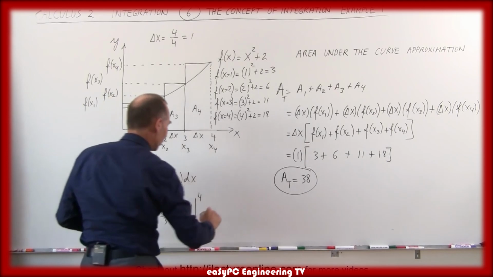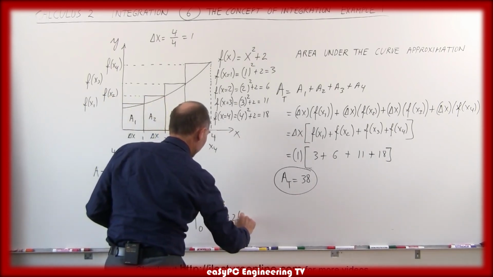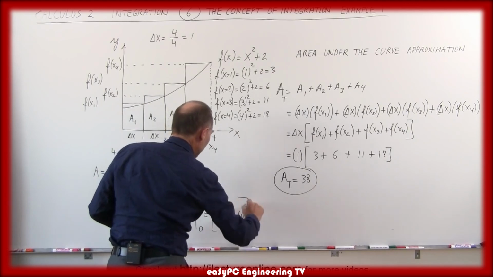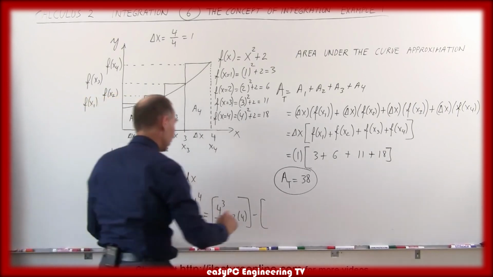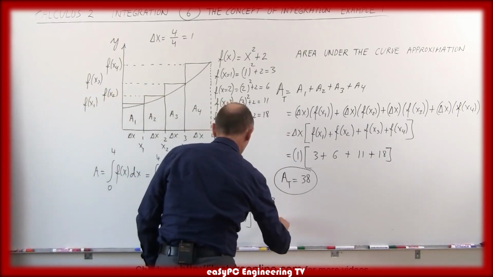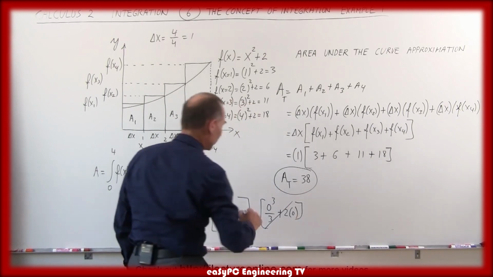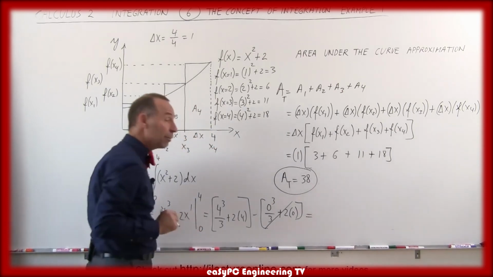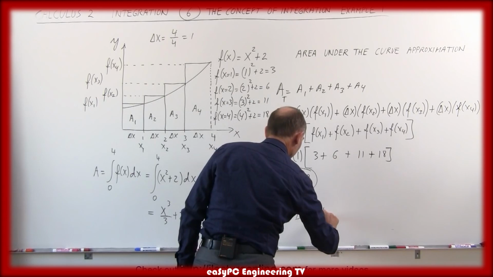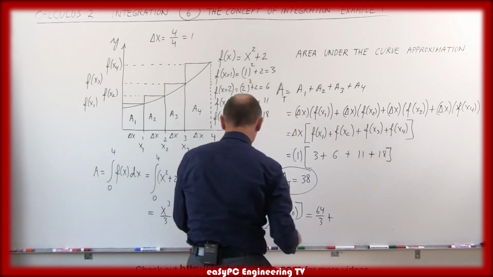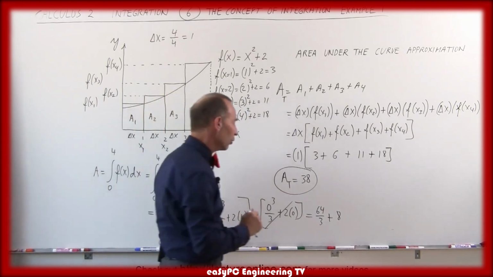Plug in the upper limit, we get 4 cubed divided by 3 plus 2 times 4. And then when we plug in the lower limit, we get nothing but zeros, because when we plug in 0, we get 0 cubed divided by 3 plus 2 times 0. And of course, that simply disappears. And the actual area, by using integration, notice we get 64 divided by 3 plus 8. 64 divided by 3 is 21 1/3, plus 8.